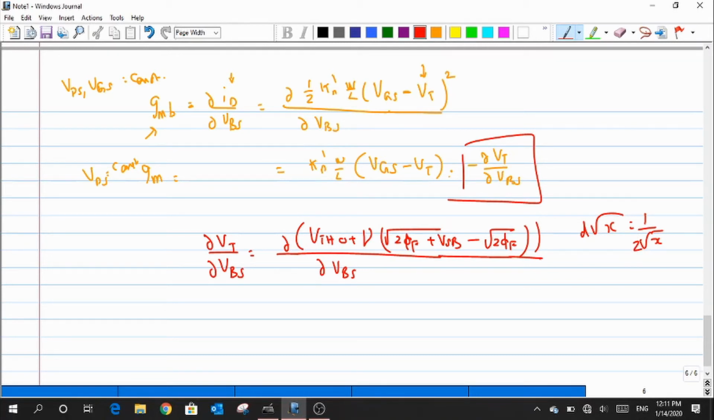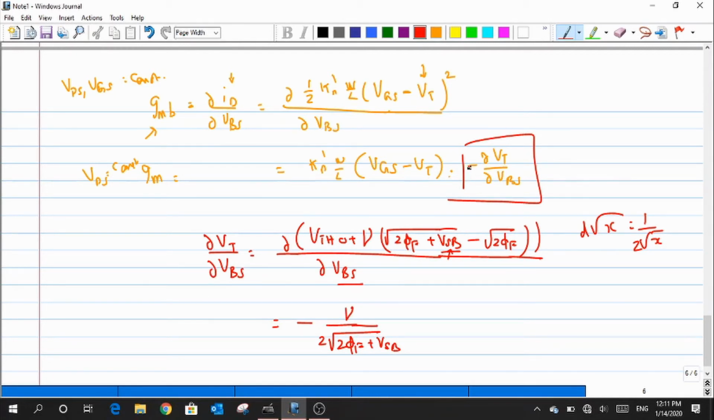Right? Just because our VSB is sitting inside this, but what I'm trying to differentiate is VBS, and the expression sitting inside is a VSB term. So what is the final output that I would get out of this? There is a negative sign, gamma, and this expression which acts as my square root of x. So I just substitute here as twice square root of 2 phi f plus VSB is what I would get.